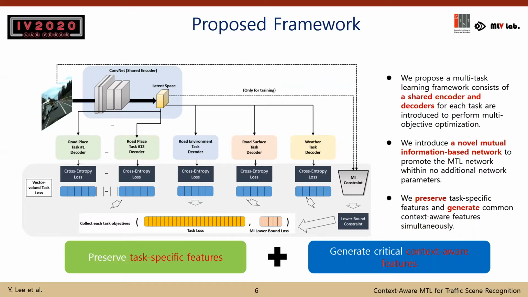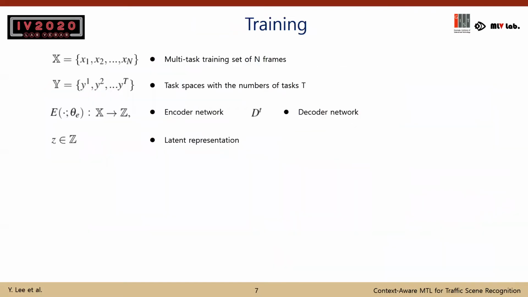So let's dive into the details of this network. We describe the details of each component as follows. First, we illustrate the problem settings. We focus on the problem of context-aware MTL using deep learning in traffic scene recognition. Regarding multitask decoders, we create decoders for a total of 23 tasks, including 12 in road place, 4 in weather, 2 in road surface, and 5 in road environment. So, the multi-objective optimization for MTL using a vector-valued cross-entropy loss is illustrated as shown in the slide.